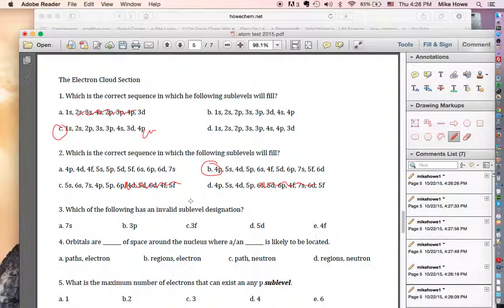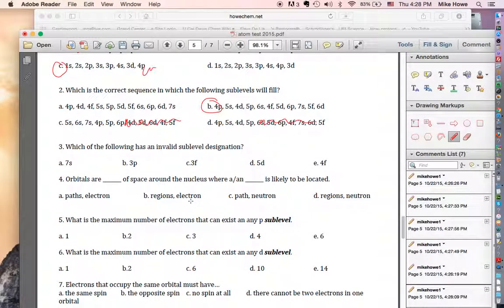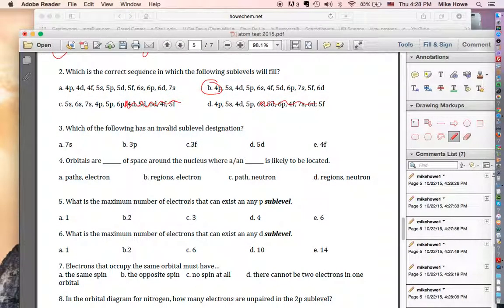Number 3, you're looking for an invalid sublevel designation. Well, invalid means it doesn't exist. So in the first energy level, we have an s. In the second energy level, there was an s and a p. In the third energy level, there was an s, a p, and a d. In the fourth, there was an s, a p, a d, and an f. So you don't see an f until the fourth energy level. So there is no 3f. 3f doesn't exist, so that's your correct answer, that's invalid.